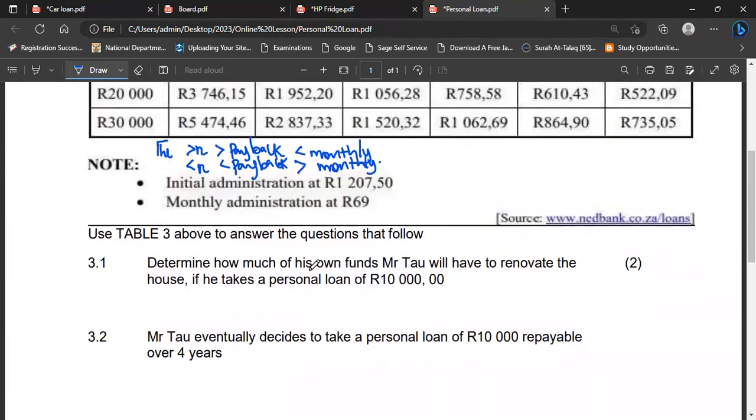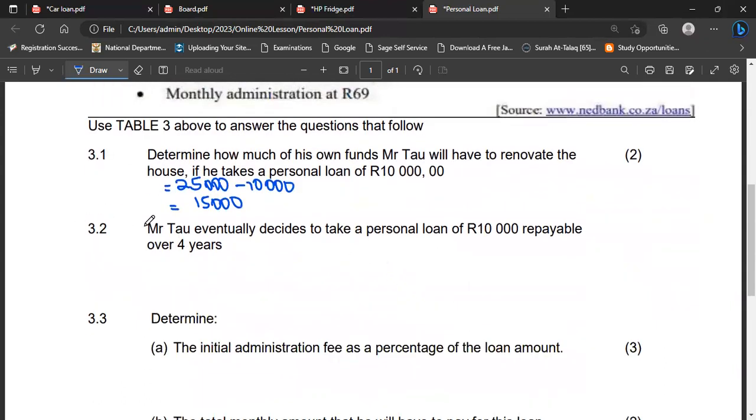Okay, determine how much money of his own funds he will have to renovate the house if he takes a personal loan of 10,000. So remember, to renovate, he needs 25,000. But he has taken 10,000. So how much is his personal amount? It's 15,000. Eventually, Mr. Tao decides to take a personal loan of 10,000, repayable over 4 years.